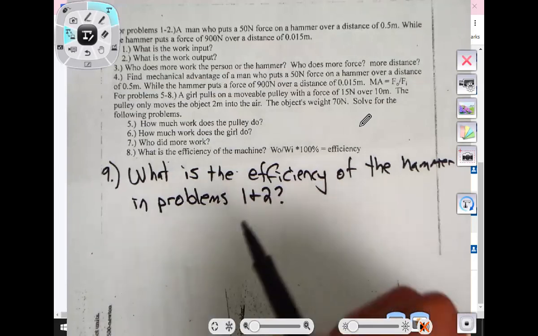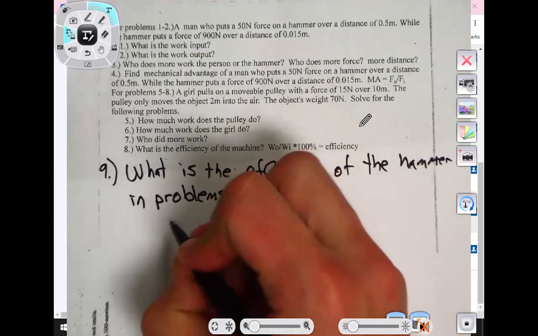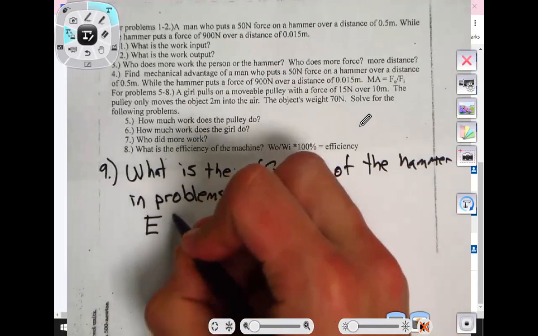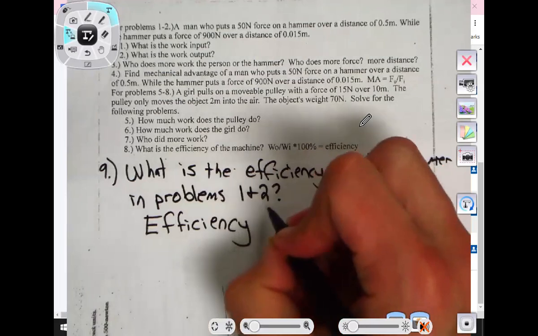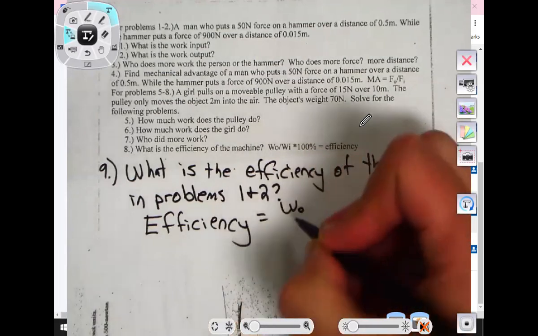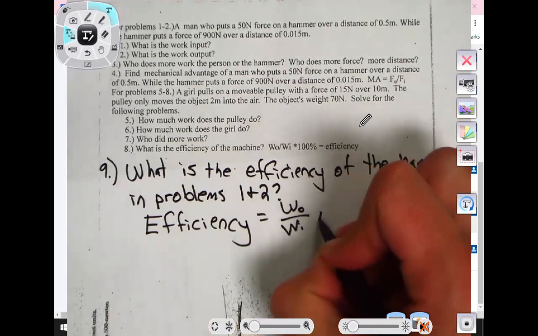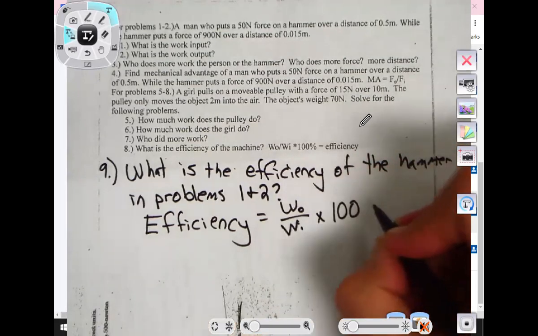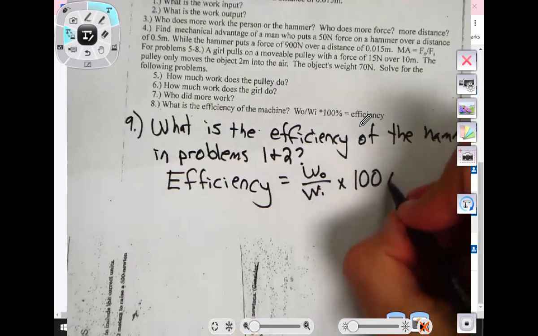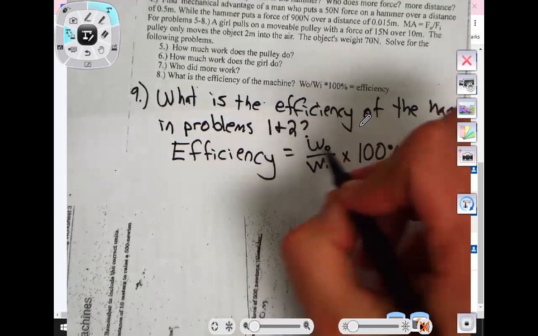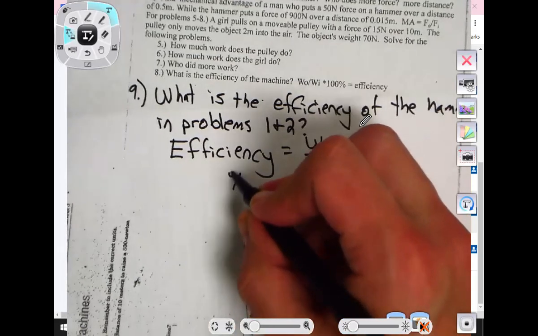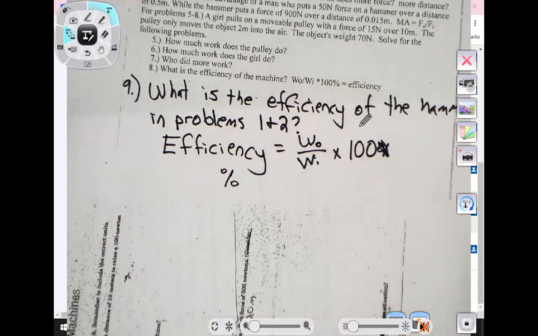All right, and so the formula for efficiency is, just to give you a heads up, efficiency equals work output divided by work input times 100%. That's exactly right. Yeah, we just do it times 100 because efficiency is a percent number. Otherwise it would be just times 1. You're right, so that's why I do it like that.